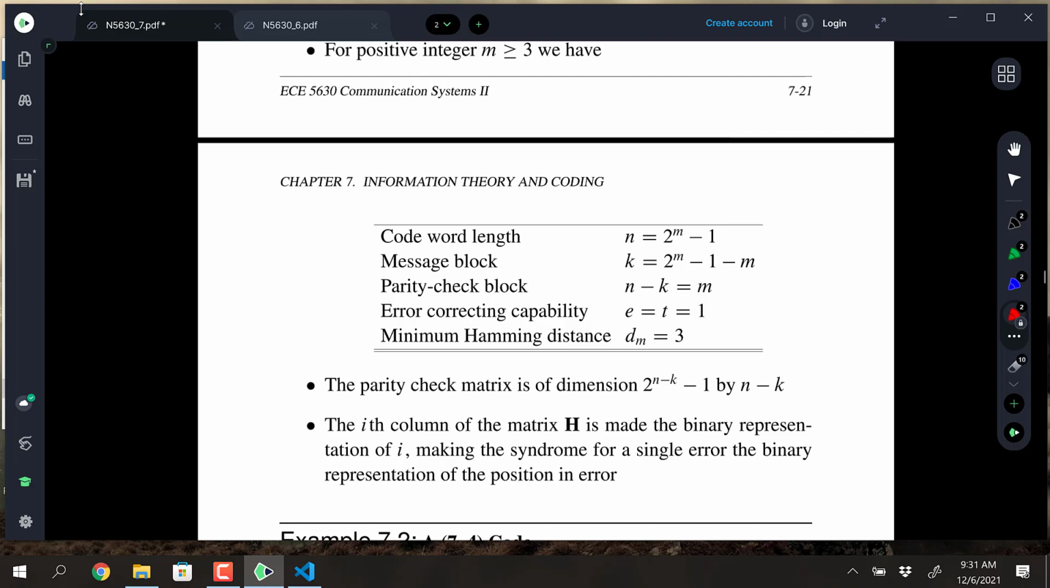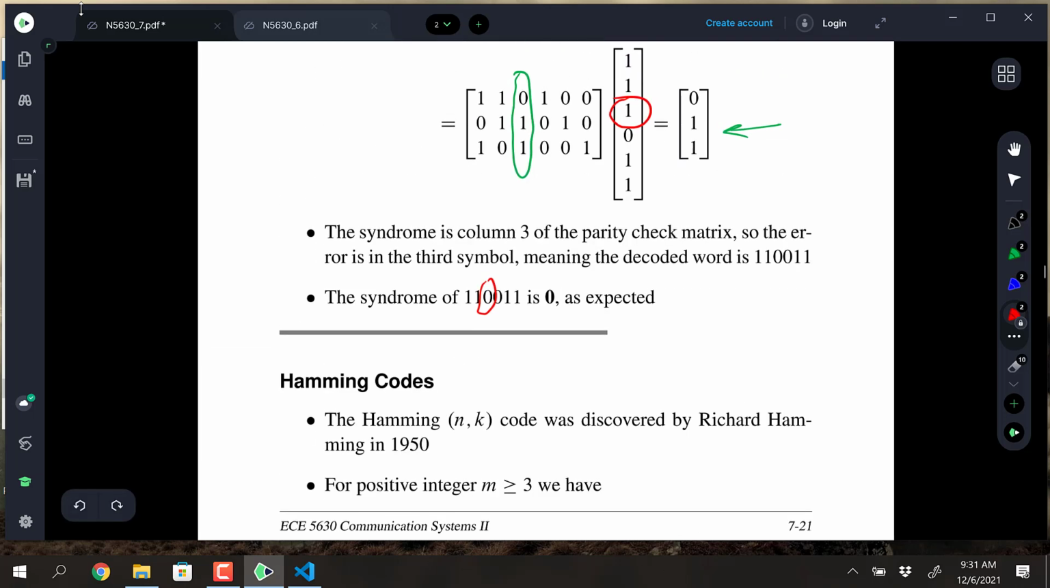And then the ith column of the matrix H is made the binary representation of i, making the syndrome for a single error the binary representation of the position in error. And that's just like what we were doing up here. We find the column that it matches, and then that's the position in the code word that has the error in it, and then you fix it.